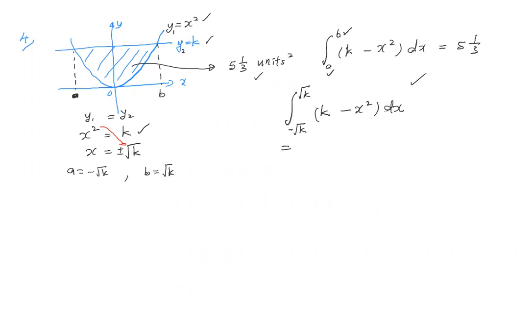Can you get the value okay? Wait. So first of all, you have to integrate first. Okay. Someone got it already. They say k equals 4. So when you integrate k, you get kx. You integrate x squared, you get x cubed over 3.